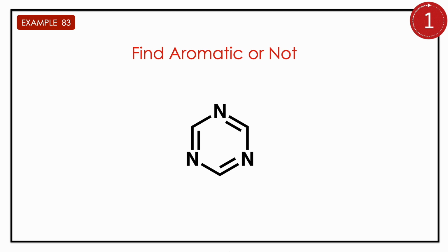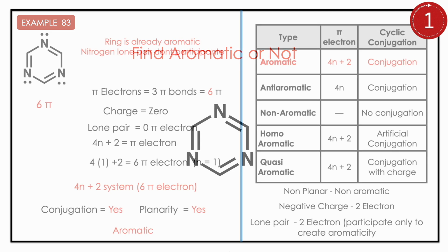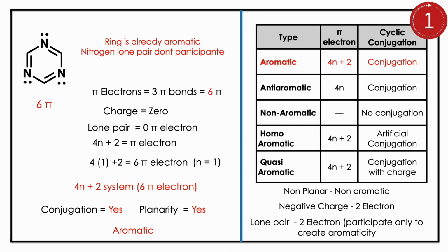Then the next example, you have a heterocyclic system with alternating nitrogen and carbon connected through alternating double and single bonds. You should find whether the given compound is aromatic or not. Here the ring is already aromatic. Nitrogen cannot participate in the aromaticity.